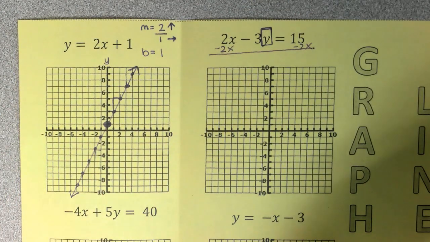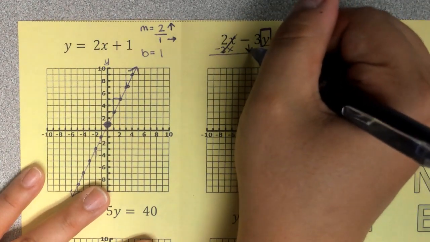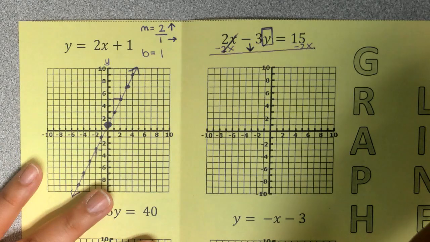Subtract 2x. You always get rid of your side chick first. I know there's not a lot of room here. I apologize. Be careful when you're bringing this down. What are you going to bring down?